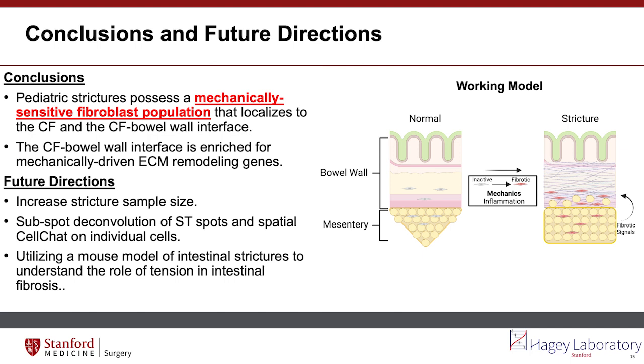And so our future directions include being able to take the spatial transcriptomics and deconvolve it in such a way where we can get single cell resolution, because at the moment, one of the major limitations of spatial transcriptomics is that inability to get subspot resolution. And what we'd like to do as well is utilize a mouse model that we have of intestinal strictures to be able to understand what is the role of mechanics and tissue stiffness on the formation of these intestinal strictures.